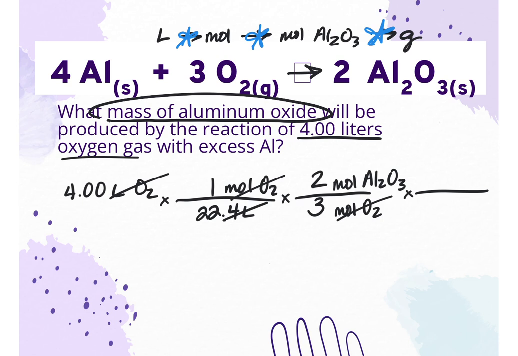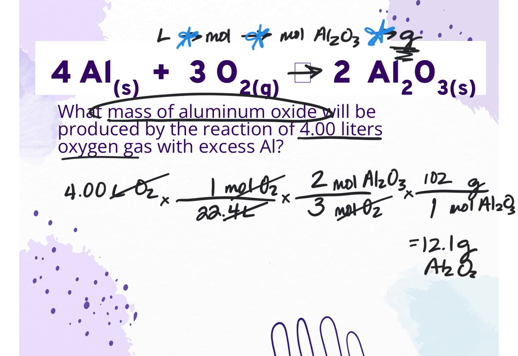Again, that comes right from my balanced chemical equation. And then finally, I'm trying to end in grams of aluminum oxide, so I'm going to need to convert moles to grams here for Al2O3. 1 mole of aluminum oxide is 102 grams if I add up the 2 aluminums and the 3 oxygens. Altogether, 12.1 grams of aluminum oxide.